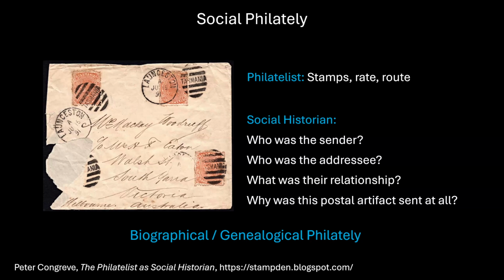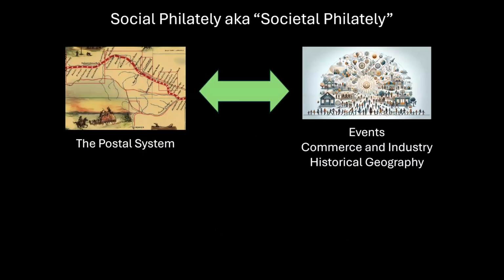The other two main kinds of social philately are more what I would call societal philately, where you're looking at the interaction of the postal system with society as a whole. So events, local or world events, commerce and industry, historical geography, right? The development of places over time. All of these things, and this is certainly not an exclusive list, are some of the broad categories that we think of when we think of society and how society evolves over time.